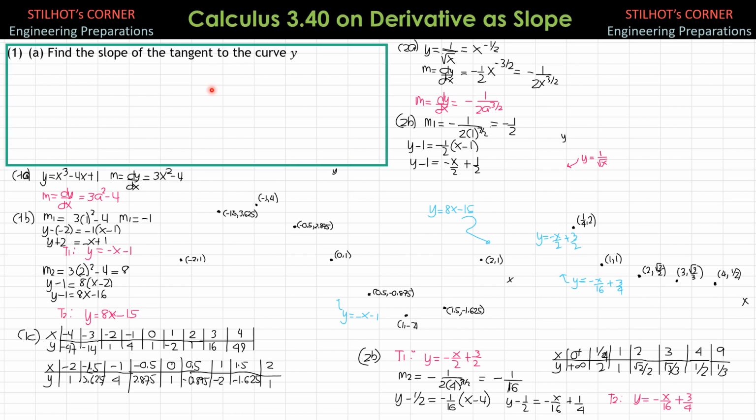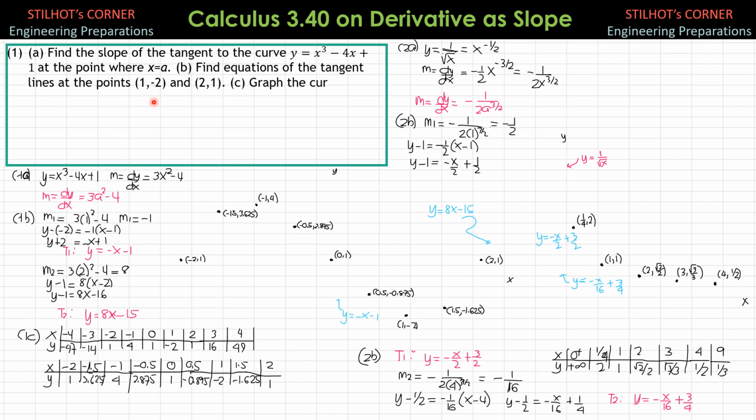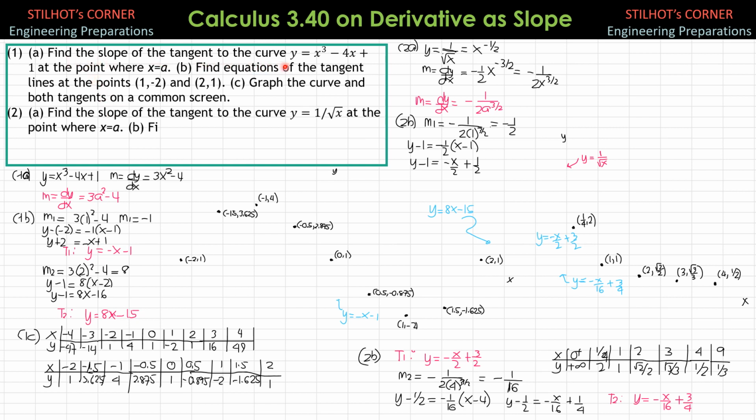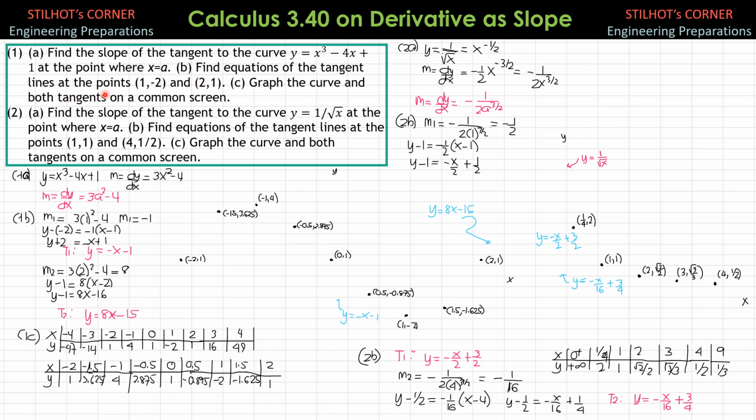By the way, if you want to anticipate the solution to this video, you may not look at the solution. You just copy the problems and solve these problems on your own. So for part A, find the slope of the tangent to the curve y equals x cubed minus 4x plus 1 at the point where x is a. Then B, find equations of the tangent lines at the points (1, -2) and (2, 1).